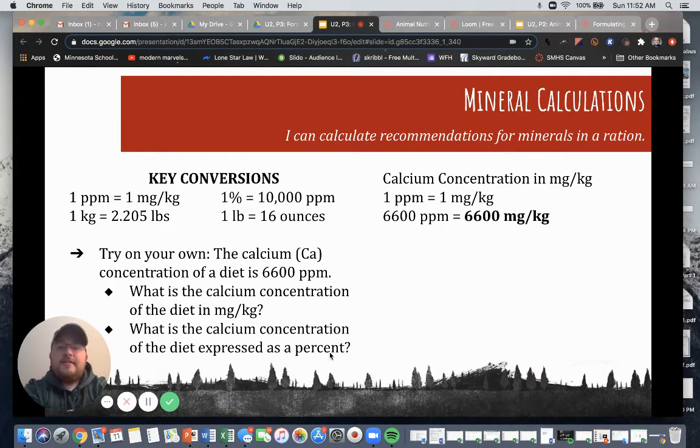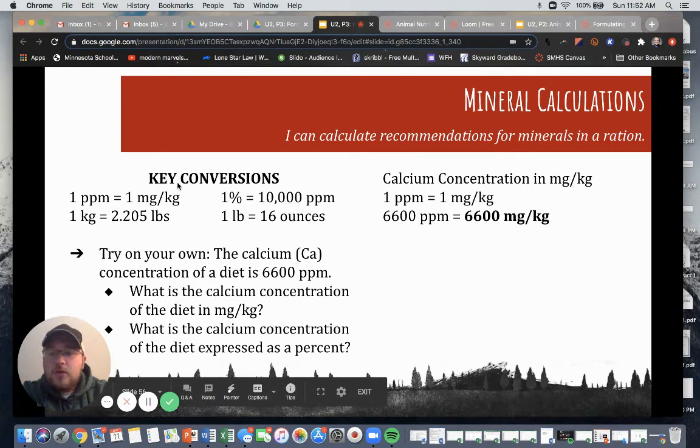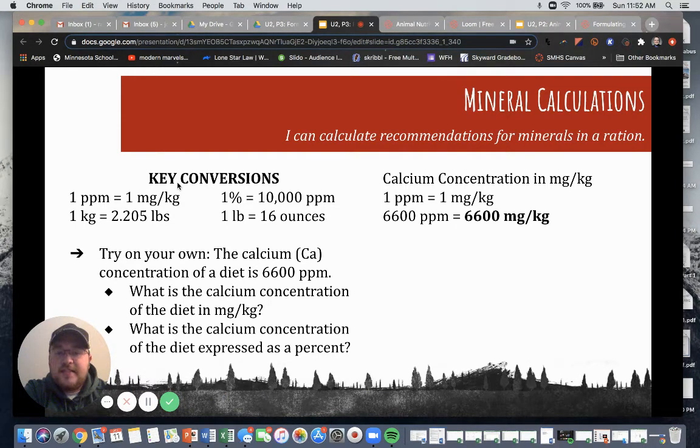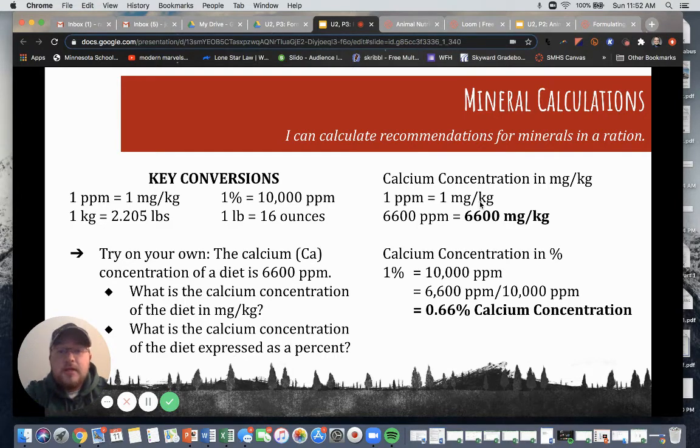So, calcium concentration in milligrams per kilogram. We know that 1 part per million equals 1 milligram per kilogram. That's given to us in our key conversions. We have 6,600 parts per million to equal 6,600 milligrams per kilogram because it's 1 to 1. 1 part per million equals 1 milligram per kilogram. That's a super easy conversion for us.